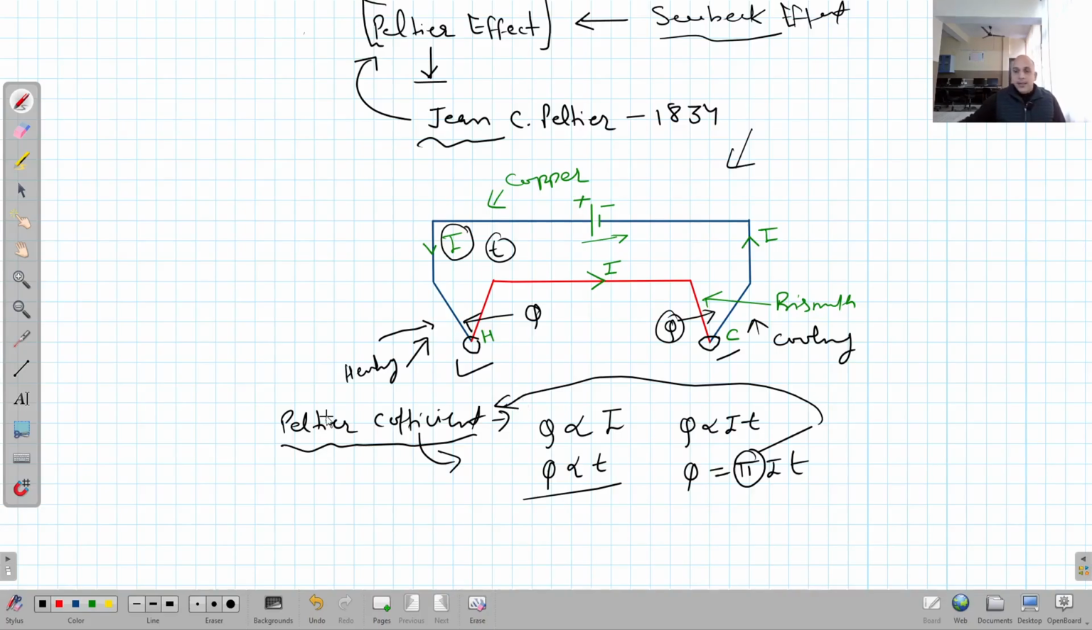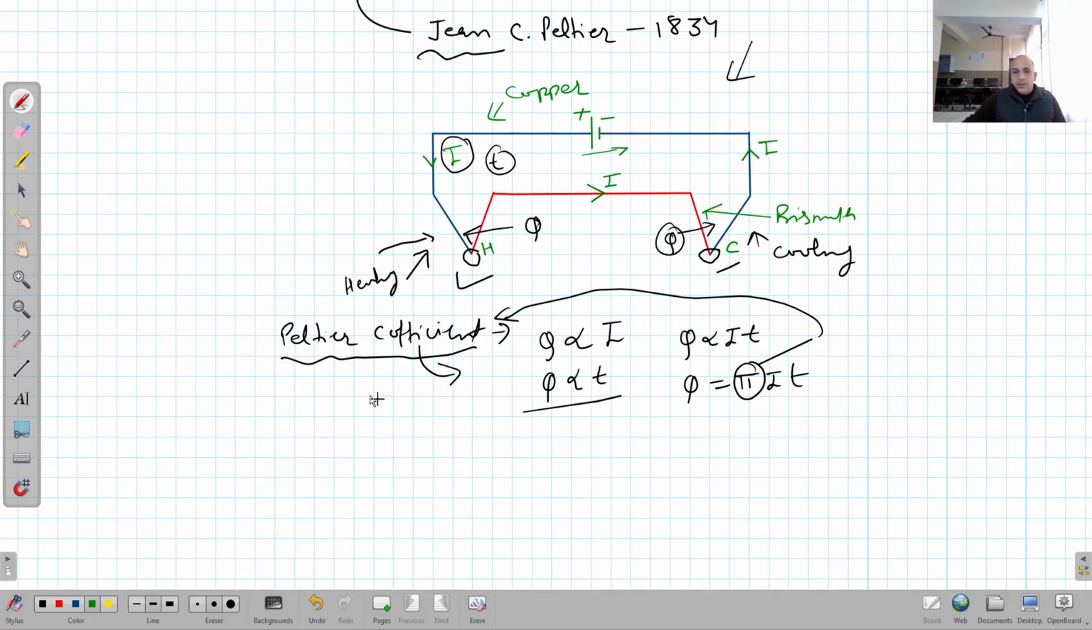Clear? I can further define it. If I modify this equation, then π becomes equal to Q upon I into t. If I take I equal to 1 ampere, t equal to 1 second, then π is equal to Q. Clear? So we can define Peltier coefficient as the amount of heat evolved or absorbed at a junction when unit current flows through the thermocouple for unit time. So this is the definition of a Peltier coefficient.